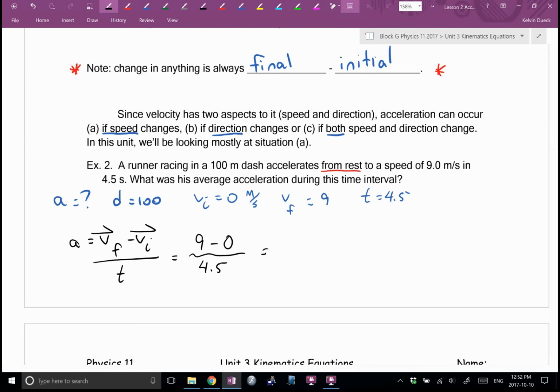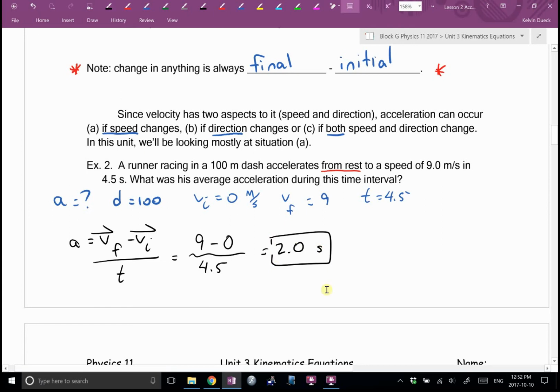2. Now, for what it's worth, how many sig figs in the 9.0? 2. How many sig figs in the 4.5? We divided. How many sig figs should I go to in my answer? So I'm going to go, instead of 2, 2.0. Units, seconds.